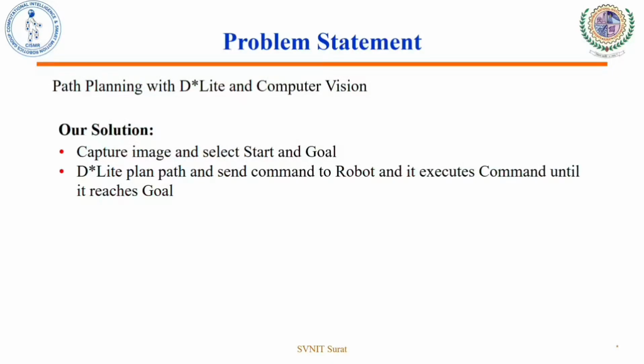So we have come up with planning of a path using D* Lite and computer vision for a differential drive robot. Basically, our solution includes capturing an image from the camera and selecting start and goal, then finding a path using D* Lite and sending the corresponding commands to the robot, and it will execute until it reaches the goal.